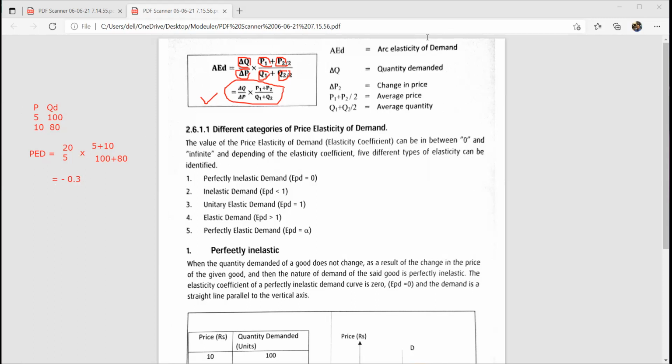Next, we will look at different categories of price elasticity of demand. What we discussed here: definition, first of all, of price elasticity of demand. Thereafter, we considered the way of calculating price elasticity of demand, that means point elasticity of demand and the arc elasticity of demand. Right now, we are going to discuss different categories. Categories are five.